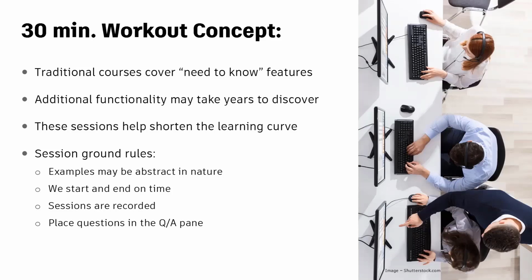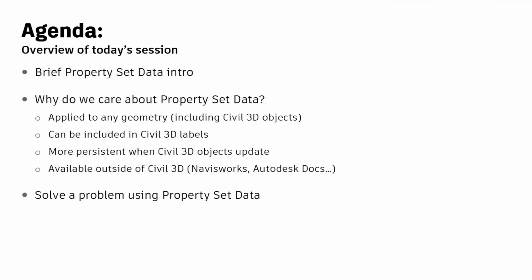So as far as what we'll be covering today, I'm going to do just a brief intro around property set data. Why do we care about property set data? The main purposes are that it can be applied to any geometry, including Civil 3D objects, which is very helpful. Because they can be applied to Civil 3D objects, they can be included in Civil 3D labels, which is even more helpful. They are more persistent with Civil 3D objects if those objects update, unlike some other things that we may apply with data that may not necessarily be as persistent if the object itself changes. Property set data has a much better chance of being maintained. And then it's also available outside of Civil 3D in tools like Navisworks, the large model viewer, Autodesk Docs, and other places.